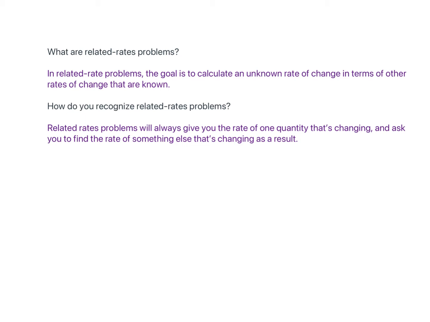Now, hopefully you were able to recognize this as a related rates problem because we were given one quantity that's changing, and that was the volume. The volume was changing at a certain rate, and we were given that. And we were asked to find the rate of something else, and that something else was the rate at which the radius was changing. All right, so that's how we recognize that it's a related rates problem.